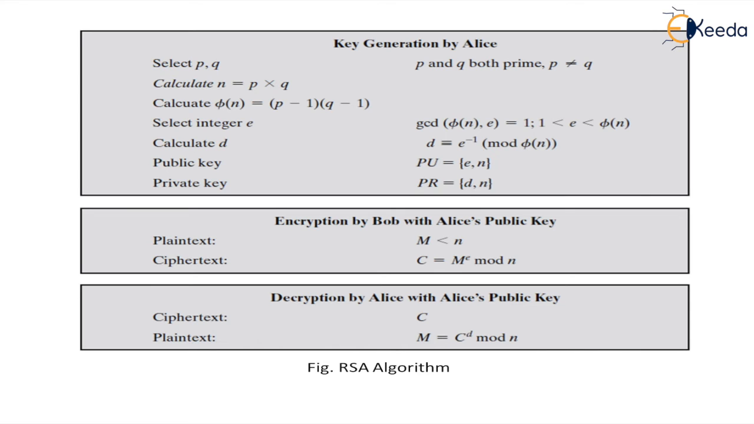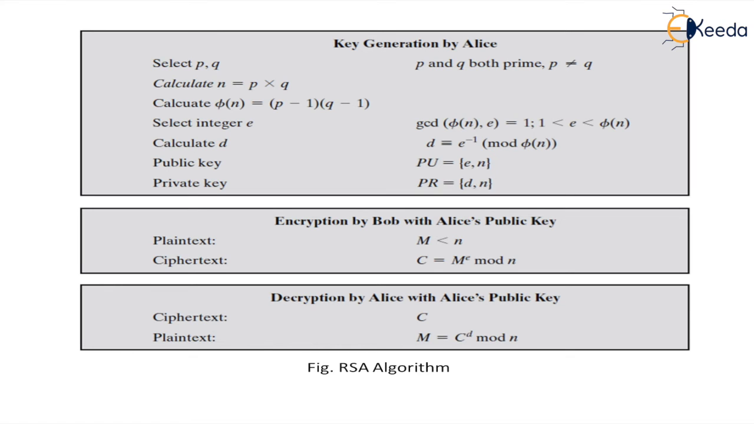So this is an example of the communication between Alice and Bob. First, select P and Q. We have to choose P and Q, both prime, and P is not equal to Q. This is a condition. Second, calculate n, which is P times Q. Then calculate phi of n, which is (P minus 1) times (Q minus 1).